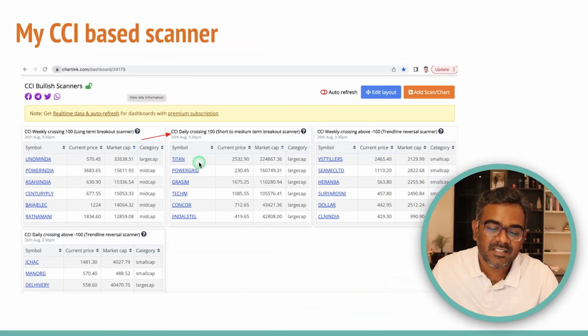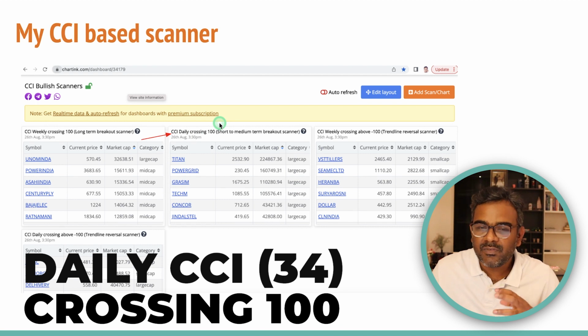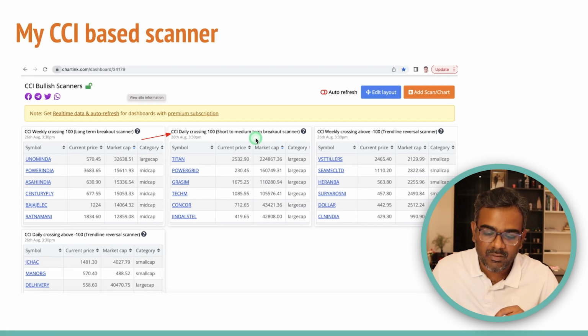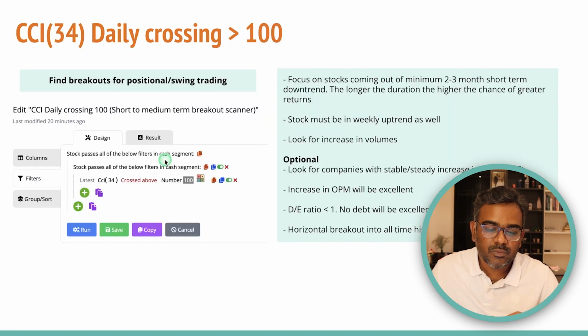Okay, so let's take a look at the next scanner for today, which is this scanner, CCI daily crossing 100. Now remember, this video's objective is to just discuss these two. I'll make a separate video on the other two. So this one is more from a short to medium term perspective. Right now, this is more from a long term, and this is very short to medium term perspective. So let's take a look at what this scanner is about, and also the rules that I want to discuss with you. So this is what the scanner has.